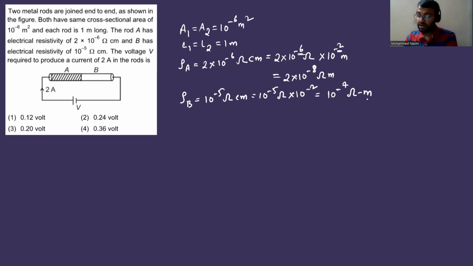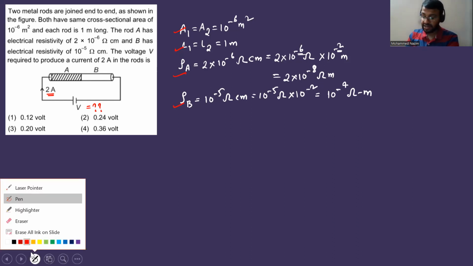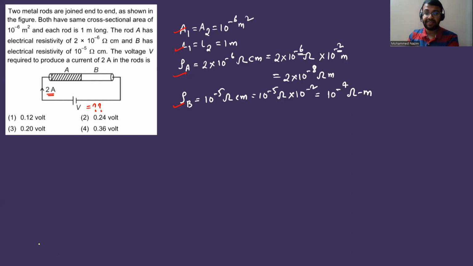The voltage V required to produce a current of 2 ampere in the rods is? So here the current flowing in the circuit is 2 ampere. He's asking us what is this voltage? See, after giving so many parameters, A, L, resistivity, what you can easily calculate is resistance, isn't it? When resistivity is given, area is given, length is given, obviously we need to think of resistance. What is the resistance formula? Rho L by A. Resistance of a wire is rho L by A.